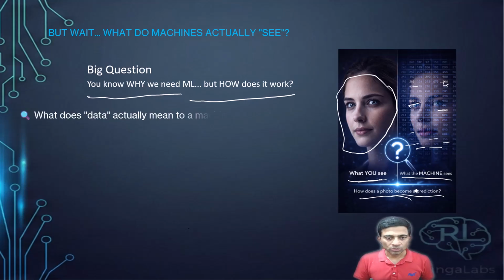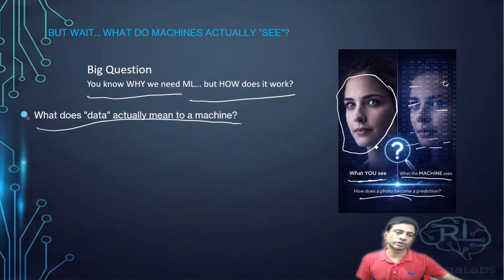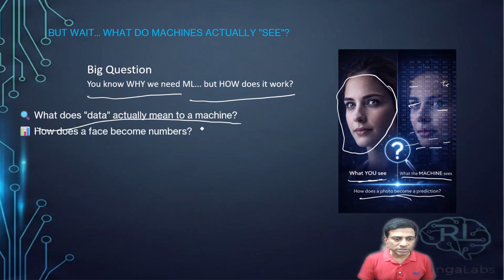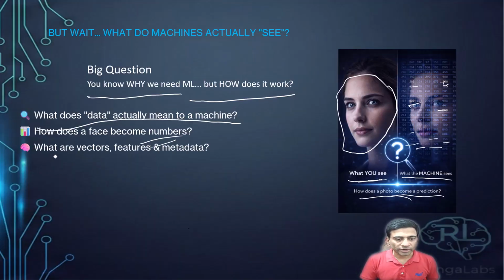Okay, what does data actually mean to the machine? When we give a photograph, what does it actually mean? The data, the photograph, what I told, we will upload it. What does it actually mean to the machine? How does a face become numbers? The face has to be converted to numbers for it to understand. So how does the computer convert the face into numbers? What are vectors, features and metadata?